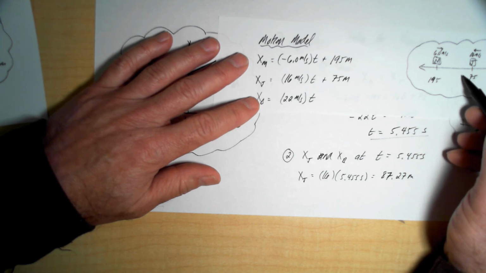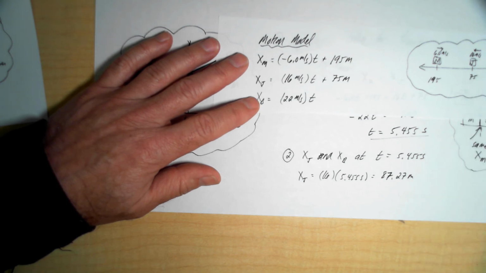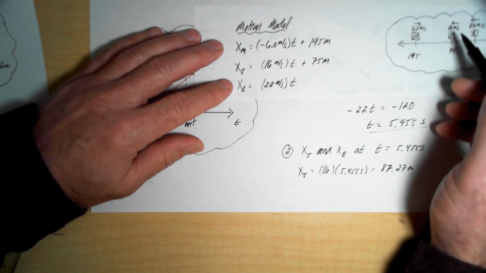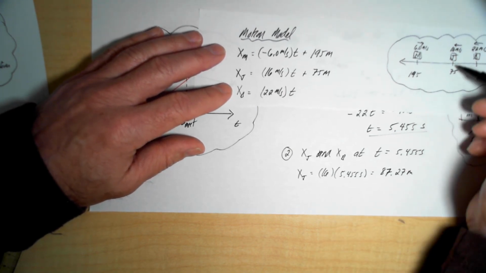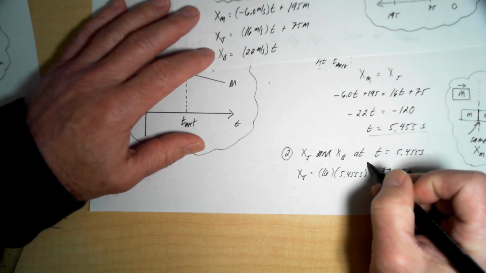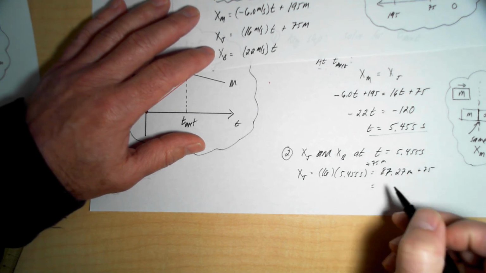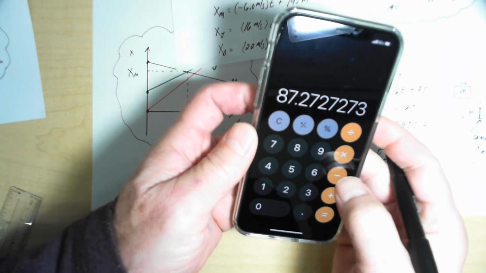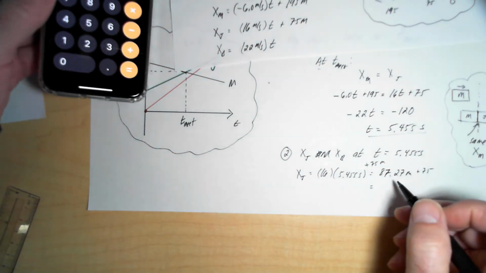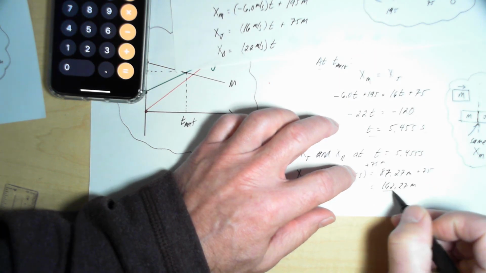Well, something doesn't make sense. I'm going to pause the video and figure out what the heck I did wrong. This is why we check to see if things make sense, because this makes no sense. That's how I caught my error: I forgot to add plus 75 meters. So we need to add 75 to that, and we get 162.27. This is where Justin's going to be when he meets the monster.